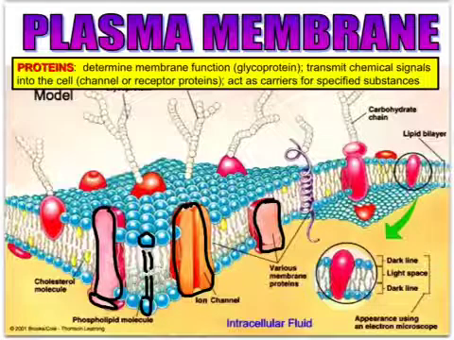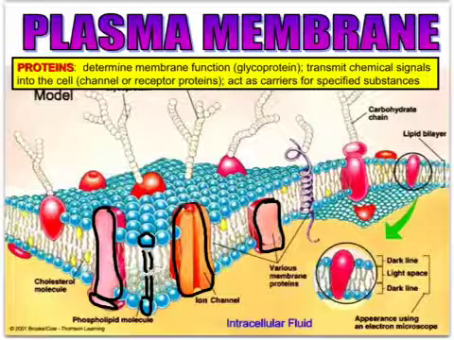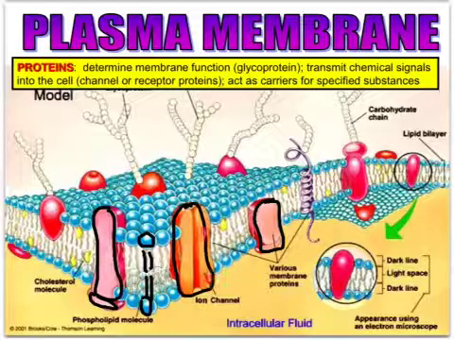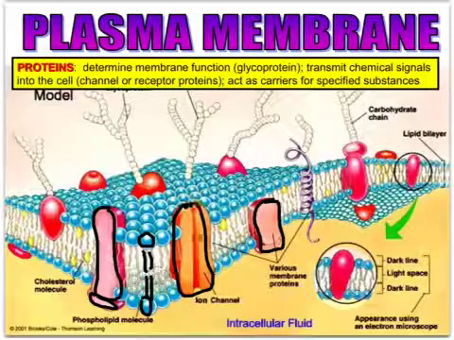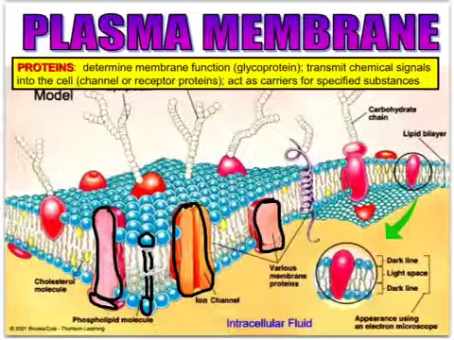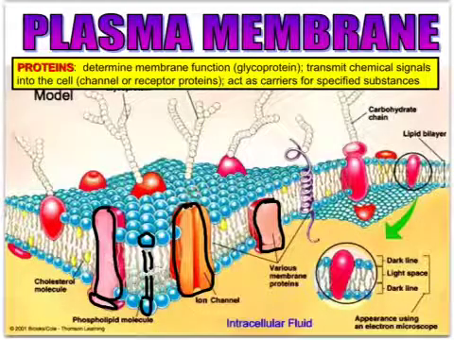But here's another example. This one right here. This is a channel protein. And so what a channel protein does is it just allows certain ions or molecules to pass through. So in that way, the membrane is still acting as a gatekeeper, only allowing some molecules or ions to come through and some to exit.